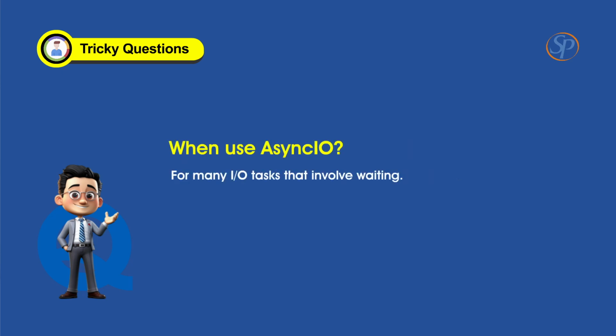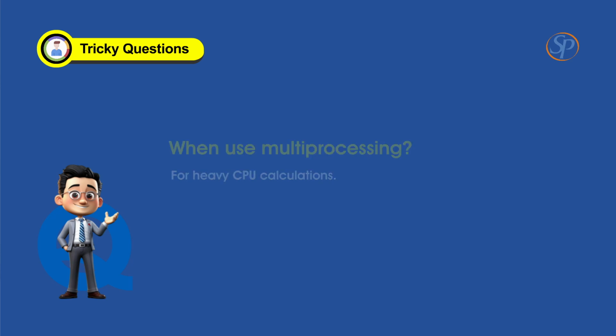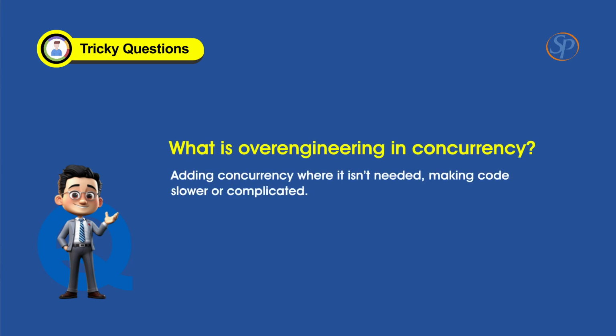When to use async? For many input-output tasks that involve waiting. When to use multiprocessing? For heavy CPU calculations. What is over-engineering in concurrency? Adding concurrency where it isn't needed, making code slower or more complicated.